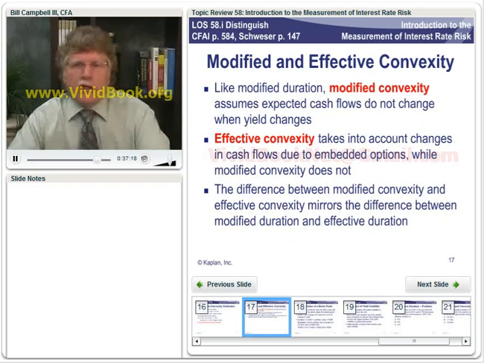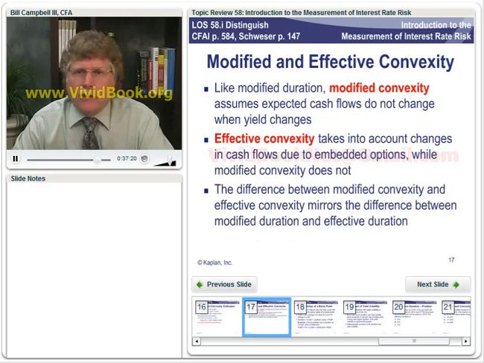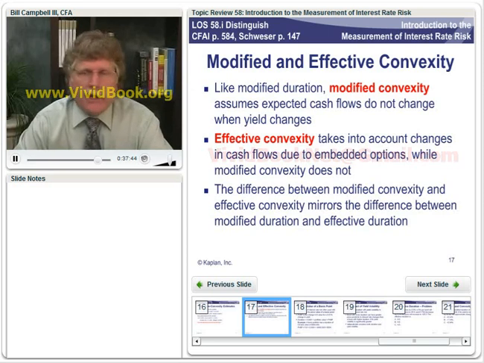Okay, just like duration, we have modified duration, therefore we have modified convexity, which assumes that we have no changes in cash flows. We have effective convexity, just like we have effective duration, that allows that the cash flows might change. So if we have bonds with embedded options, we're going to use effective duration, and we're also going to use effective convexity.